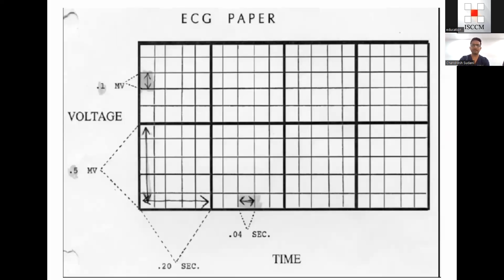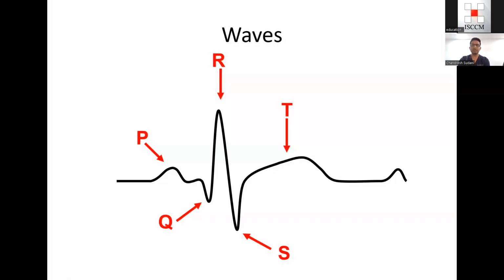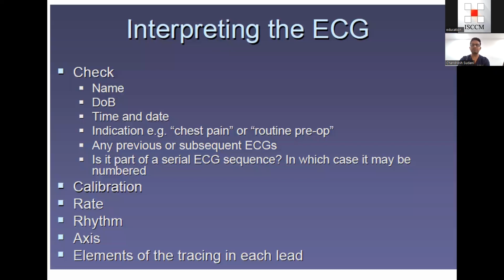Now look at the paper, how it is measured. The small box is equivalent to 0.04 second, if you talk about timings. But if you talk about the height, meaning voltage, then a small box is equal to 0.1 millivolt. If you are talking about one entire large box, which is composed of 5 small boxes, you are discussing 0.20 seconds of total duration. This ECG generally contains 5 waves: P wave, Q wave, R wave, S wave, and T wave. Apart from that, there are a few intervals and segments. We'll come to that one by one.